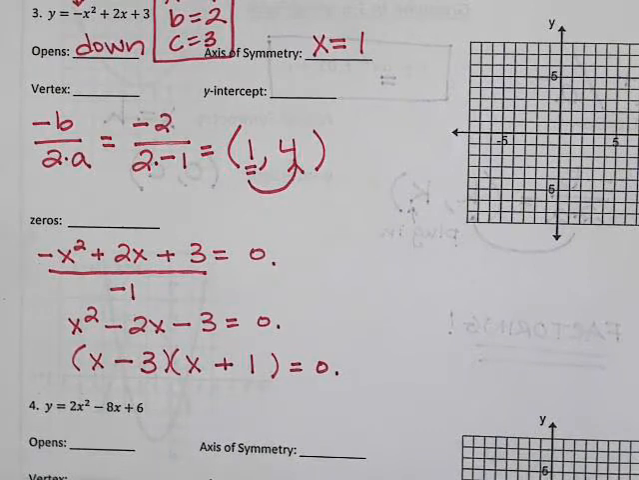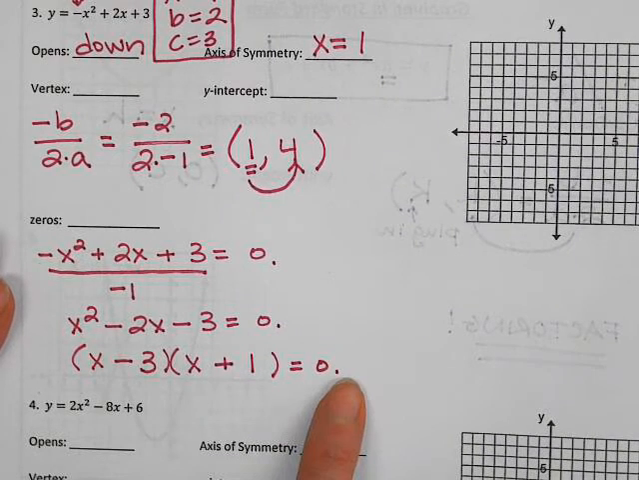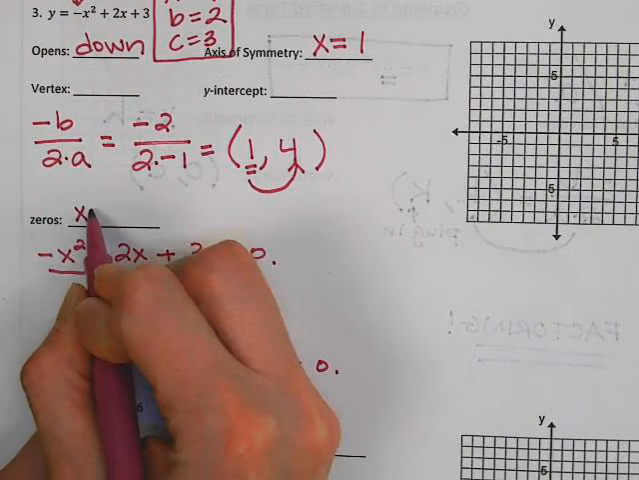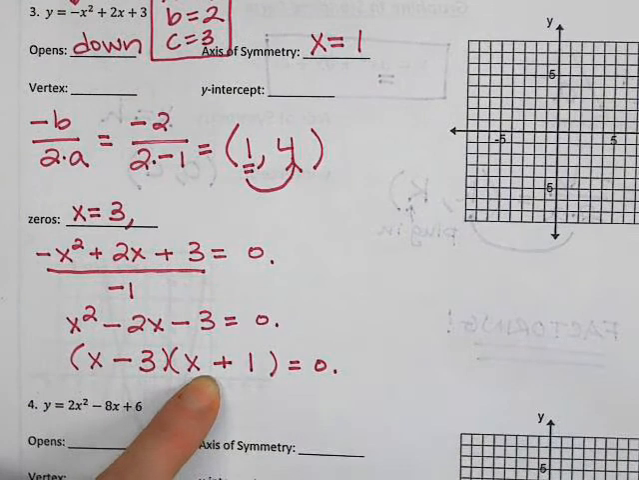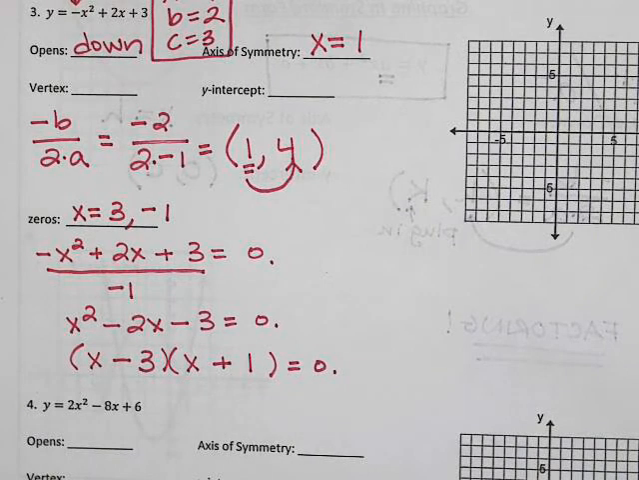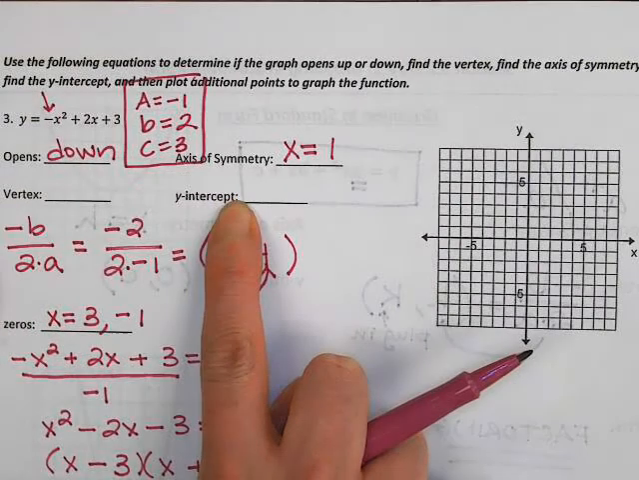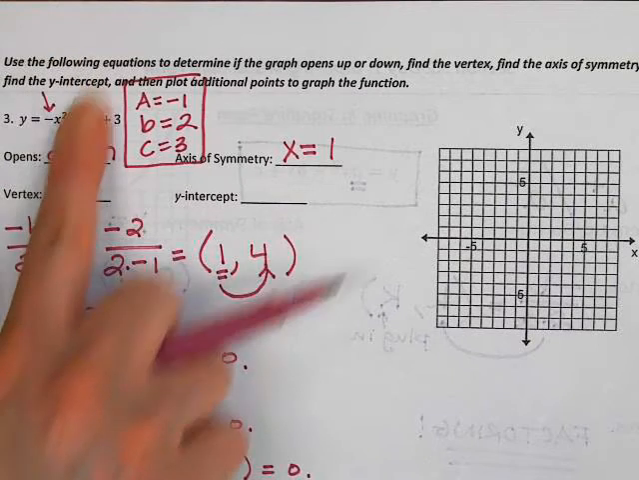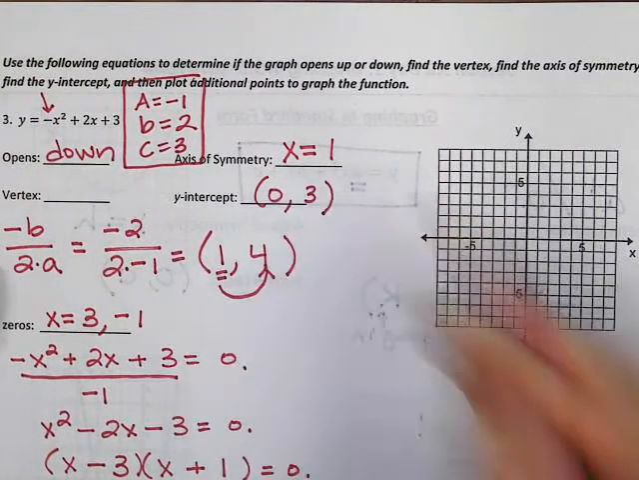Okay, now to find the actual zeros, remember it's always the opposite of the factors. So if this says x minus 3, then the zero is actually positive 3. And if this says x plus 1, then the zero is actually negative 1. Oh, and there's one thing I forgot. The y-intercept is when you plug in 0 for x. So it cancels, it ends up just being 0 comma c, or 0 comma 3.